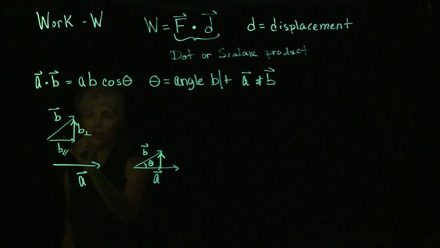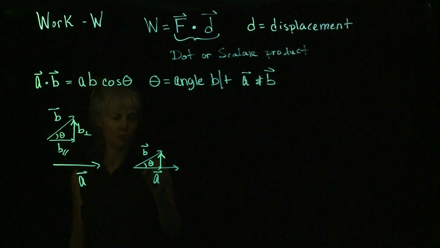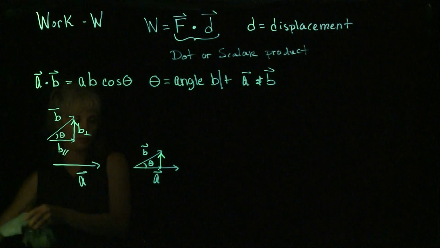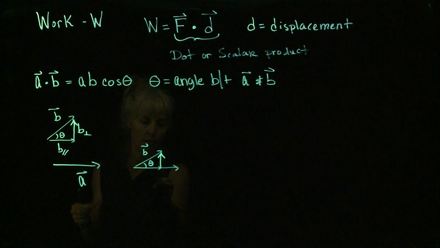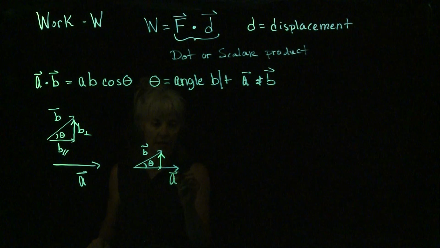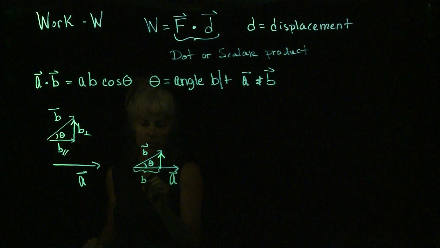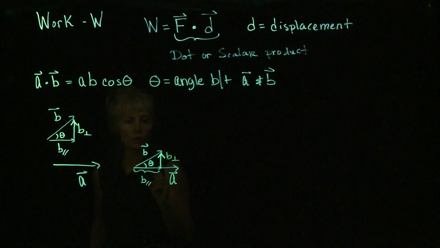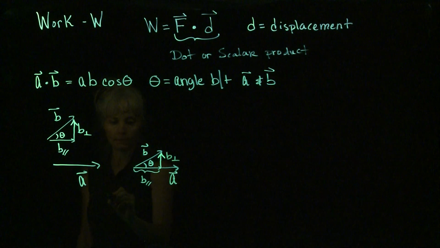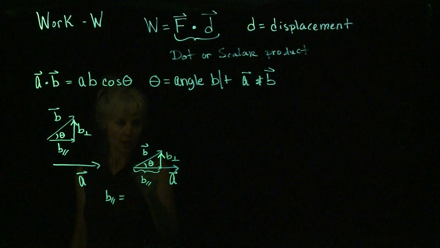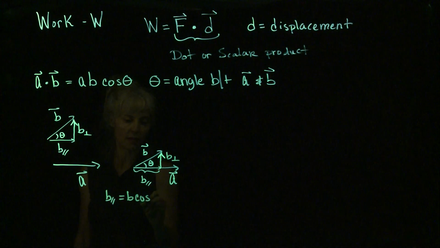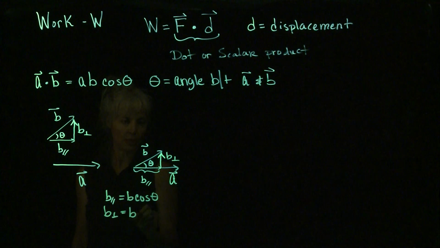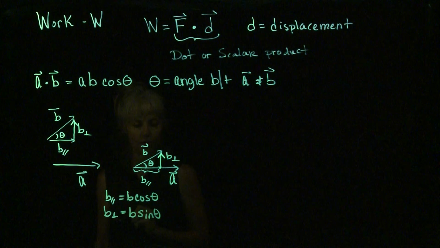So which is which? Well, there's my angle theta. Let me move A over so that I can put vector A out here. This piece right here is B parallel, and this is B perpendicular. Notice that B parallel is going to be equal to the hypotenuse B times the cosine of that angle theta, whereas B perpendicular is equal to the hypotenuse B times the sine of that angle theta.